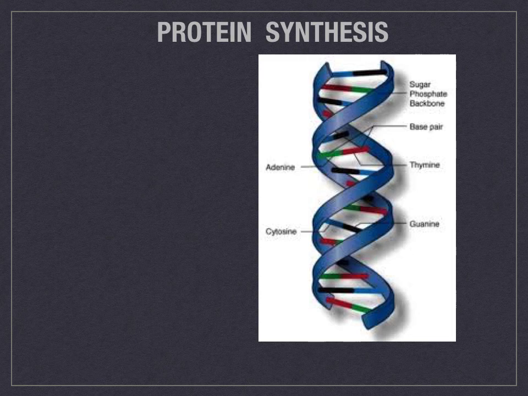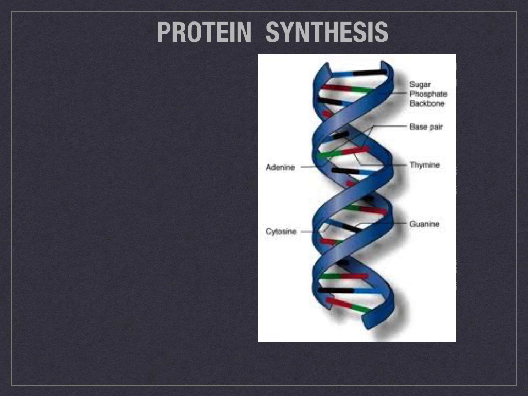DNA molecule is a double helix consisting of two strands. Each strand of the helix is made up of nucleotides. Each nucleotide is made up of phosphoric acid, a deoxyribose sugar, and a nitrogenous base. Nitrogenous bases are of two types, that is purines and pyrimidines.